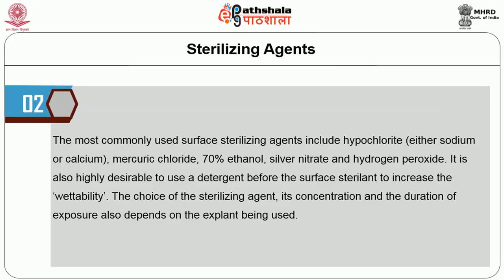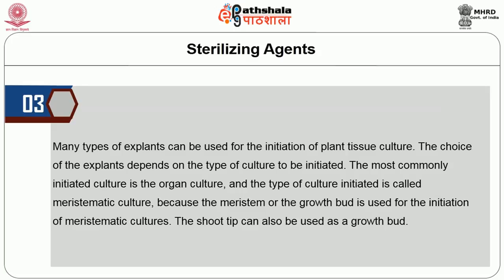The most commonly used surface sterilizing agents include hypochlorite, either of sodium or calcium, mercury chloride, 70% ethanol, silver nitrate and hydrogen peroxide. It is also highly desirable to use a detergent before the surface sterilant to increase the wettability. The choice of the sterilizing agent, its concentration and the duration of exposure also depends on the explant being used. Many types of explants can be used for the initiation of plant tissue culture.